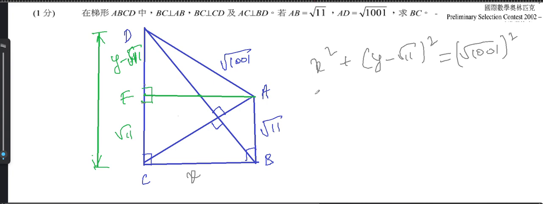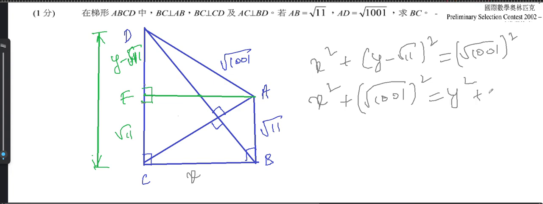Here, whatever analysis we have done in the previous problem can be reused in this particular problem also, because here the diagonals are intersecting perpendicularly. So the sum of the squares of the opposite sides is going to be the same. Taking this into consideration, we have X square. The opposite side is going to be square root of 1001, that is going to be equal to Y square plus square root of 11 whole square.